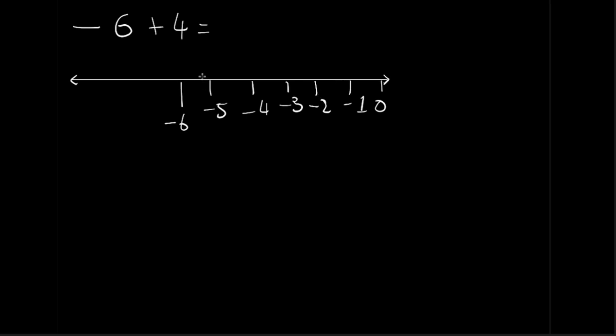Okay. So we have minus 6 here, and this is 0. So from here will be 1, 2, 3, etc. So we'll have to count 4 steps from negative 6. 1, 2, 3, 4. So this means we land on minus 2. This means then minus 6 plus 4 equals minus 2.